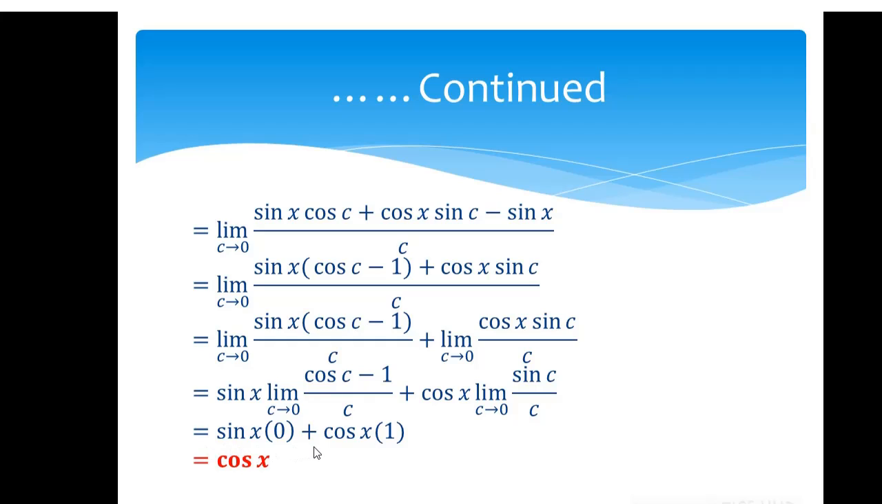So that is how we differentiate functions from first principles.